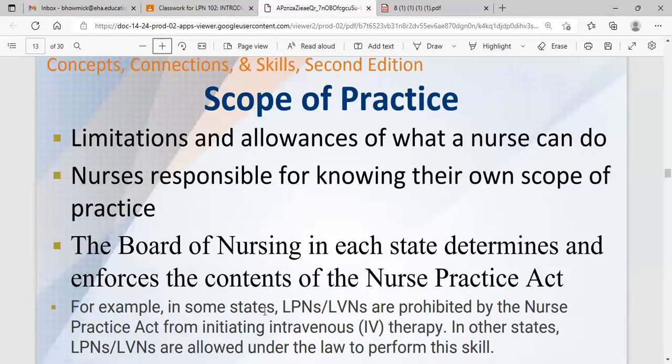For example, in some states, LPNs are prohibited by the Nurse Practice Act from initiating intravenous therapy, except in California. In other states, LPN or VN are allowed under the law to perform the skill. They need a certificate in a particular field. So whatever the scope of practice, I told you, we have some roles, functions, responsibilities, and also we need some training or education, competence, and authority that allow us to work, right?